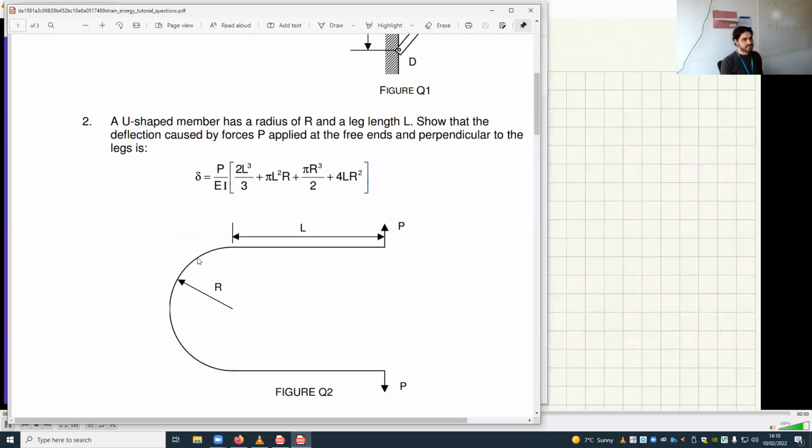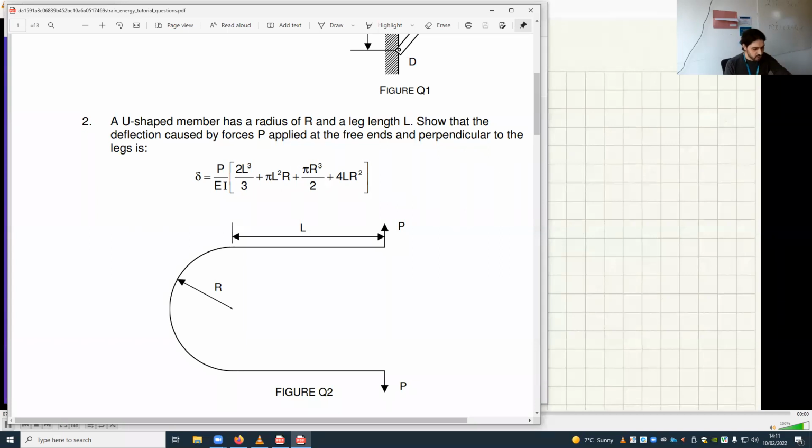This has a curved component, and it's a symmetric structure with two forces P and P. We have to show that the deflection caused by forces P applied at the free ends is this. This is more or less the same thing you will get in the exam. In the exam, I will either give you the energy or give you the deflection, and I will ask you to verify that this is correct, rather than find the deflection. That way I'm guiding you a little bit, and I believe it's easier to calculate as well. So you should not spend much time on this.